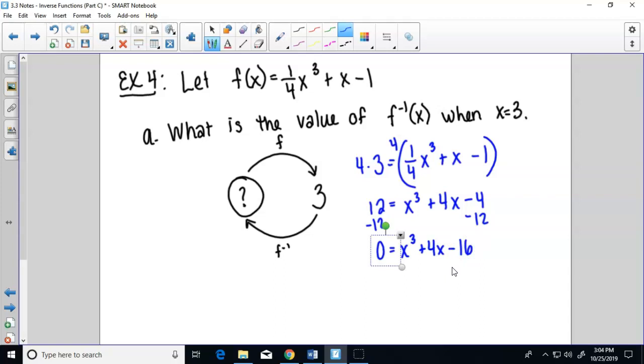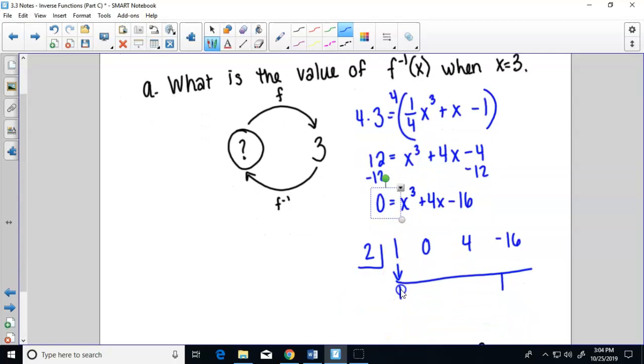Now, the only way we know how to solve that is to do synthetic division. So we would have 1, 0, 4, negative 16. I can tell you that 1 does not work because 1 plus 4 plus negative 16 is not 0. We could try several different ones, but I already know that 2 will work, so I'm going to tell you that for the sake of time here. But you would have to try different values.